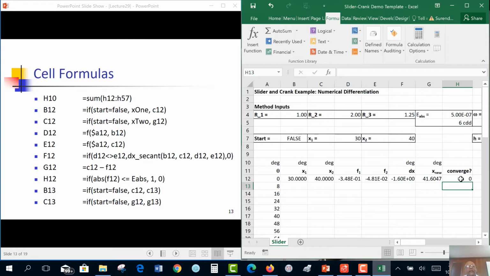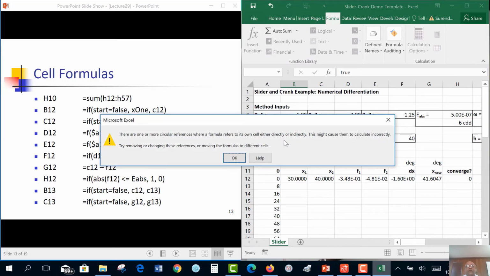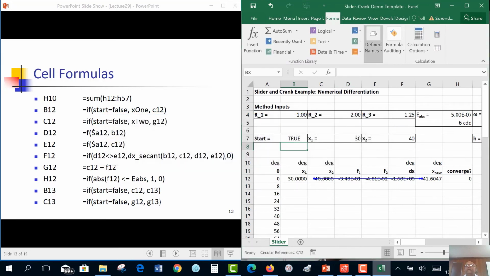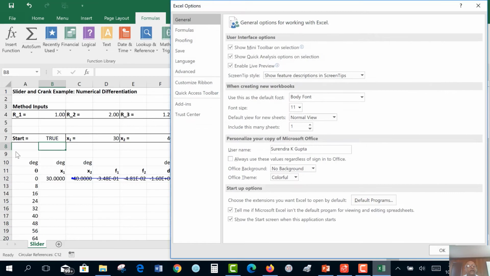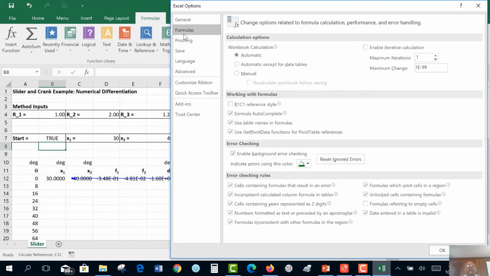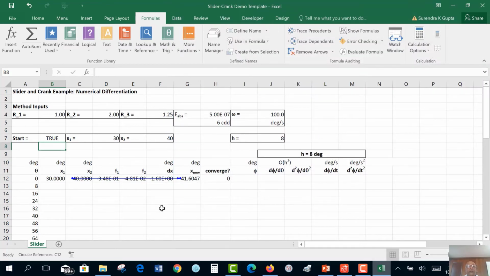Before we move on, let's check. Start the iteration, true. So obviously we have that circular error problem. So we go to file, options, formulas, and we make it manual. Don't recalculate, but enable iterative calculation. We want one maximum iteration at one time, and we have made this a very small number, 1 times 10 to the minus 99.